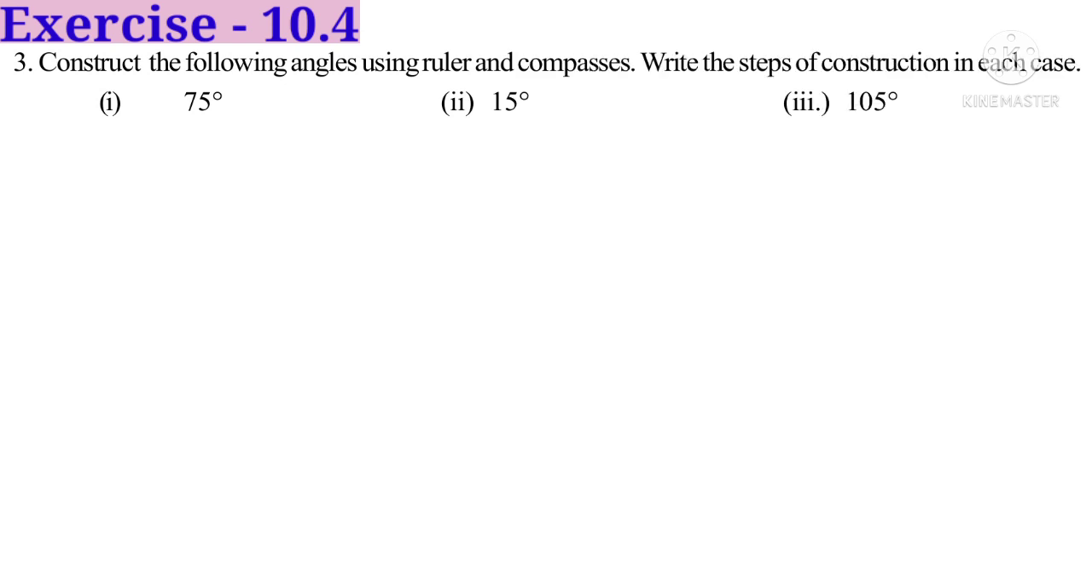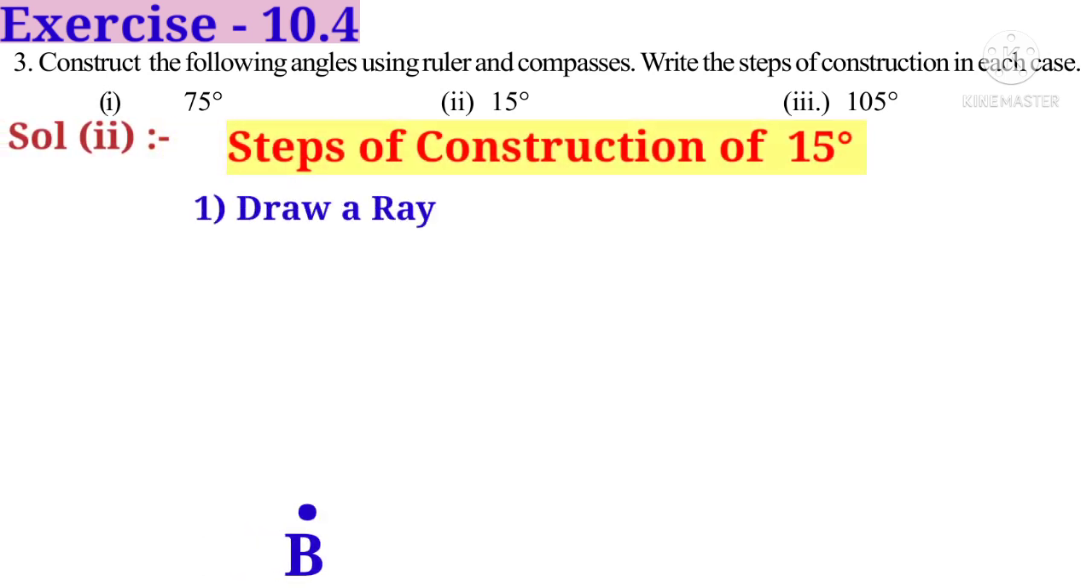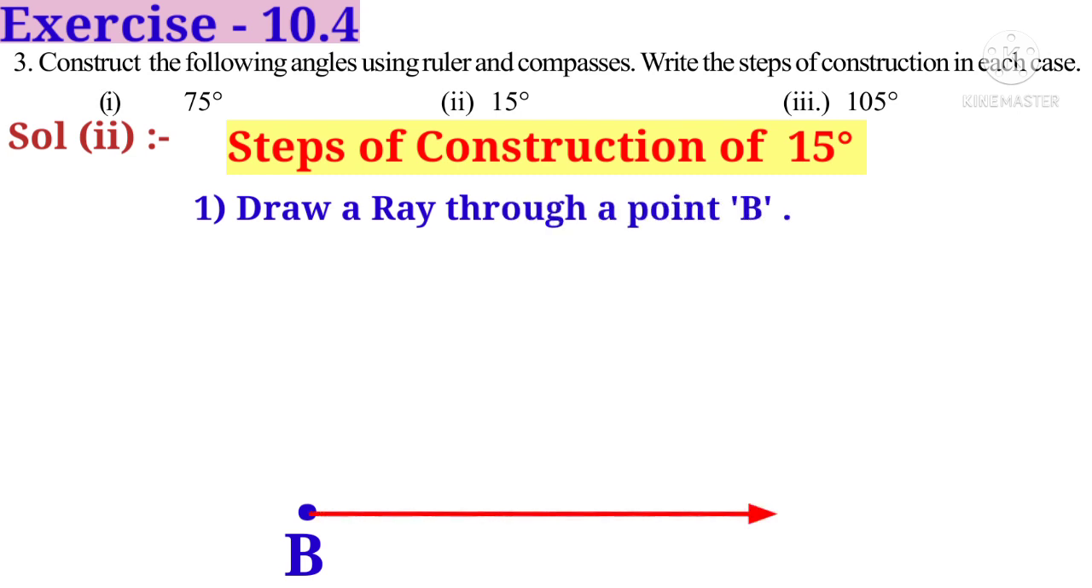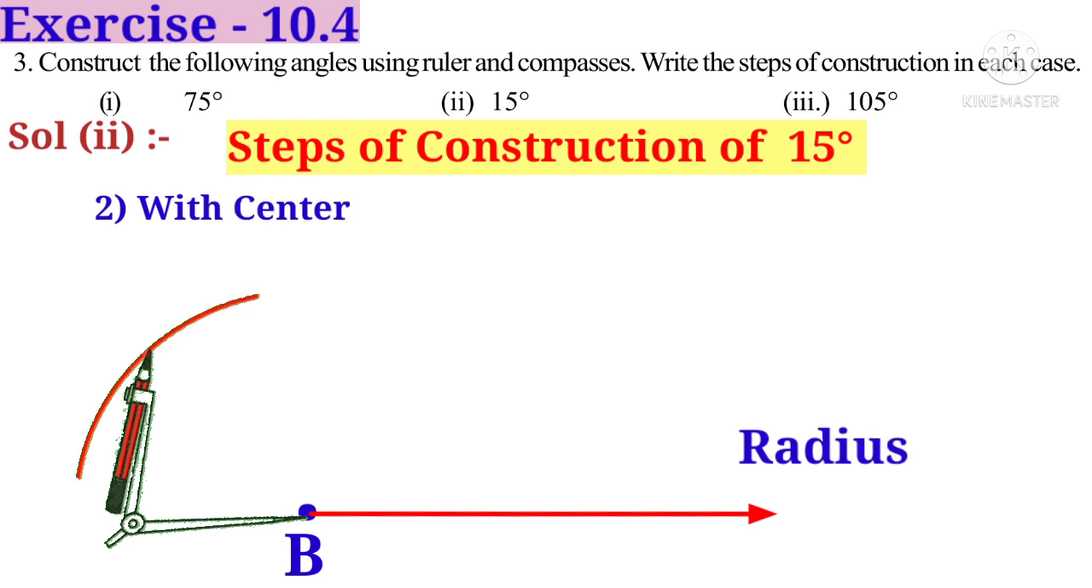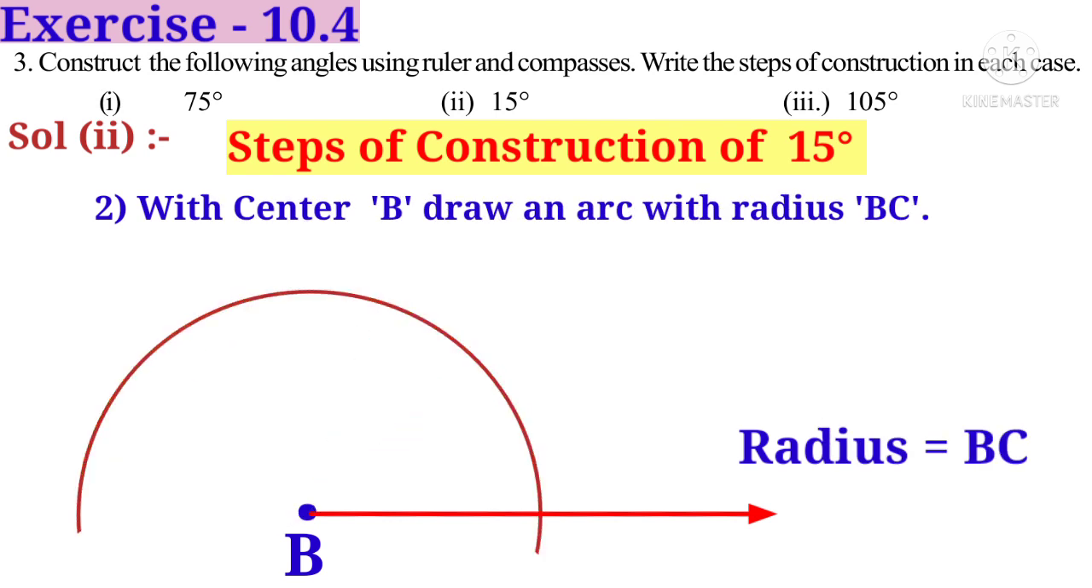Construct the following angles using ruler and compasses. Write the steps of construction in each case. Solution 2. Steps of construction of 15 degrees. Number 1. Put a point B, draw a ray through it. Now with center B and radius BC, draw an arc cutting the ray at the point C.